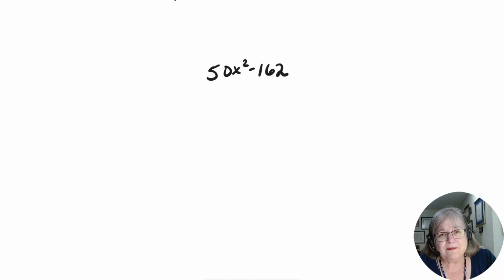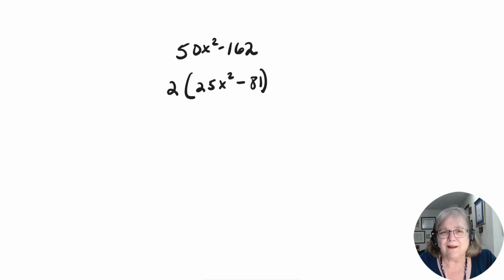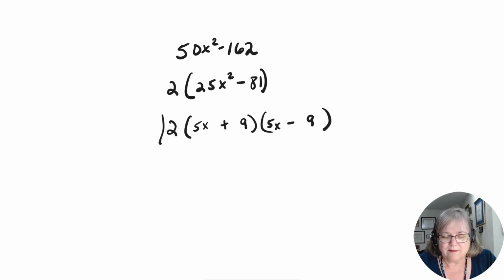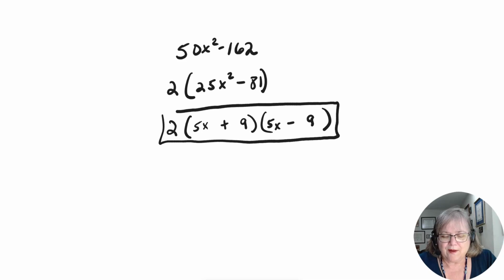They're both even, right? So maybe a 2. Let's try a 2. So that would leave me 25x squared, because 2 times 25 is 50, minus, and 2 goes into 162, 81 times. Oh, that's good. All right, so 25x squared is a square, 81 is a square, so that looks good. So I'd have 2, and then I'm going to have my conjugates, and the square root of 25 is 5, square root of x squared is x, square root of 81 is 9, and one's plus and one's minus. Turned out to be pretty quick, huh?